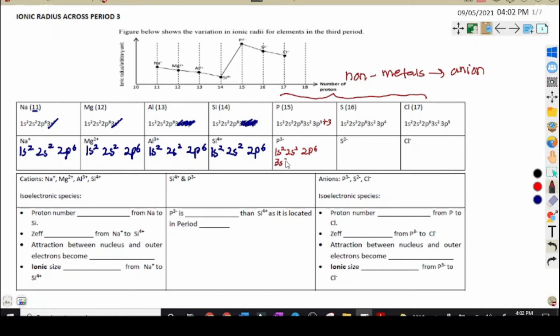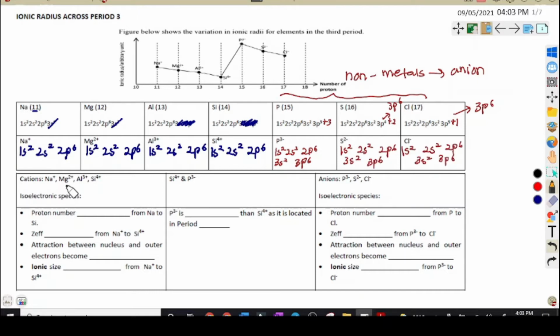I'll just write it down below. And the same thing goes for sulfur. It has a charge of 2 negative, so we're going to add 2 electrons to 3p4, so this 3p4 is going to be 3p6. And for chlorine, we have Cl minus, so we're going to add 1 electron to the 3p6. So same, it is going to form 3p6. So write down all the new electron configurations again.